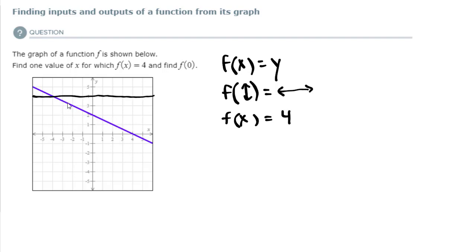And now what I want to look for is where these two lines cross, where they intersect, and they both cross paths right here. Now that I have this point, all I have to do is figure out what the x value is for this point. To figure out the x value, I go straight down, and that gives me this value, -4. So I know the answer is f of -4 equals 4.